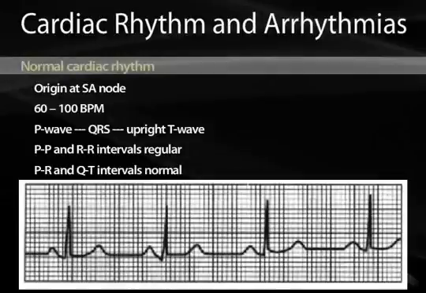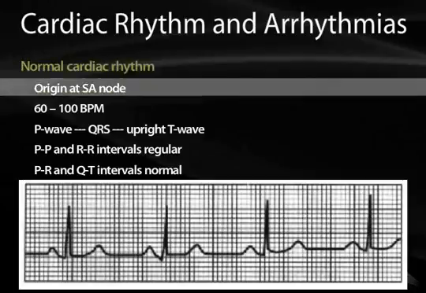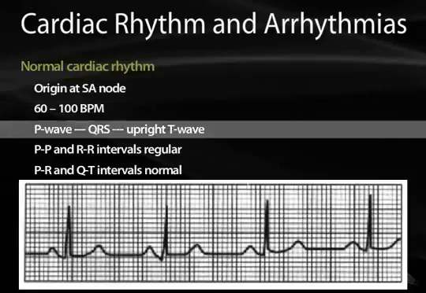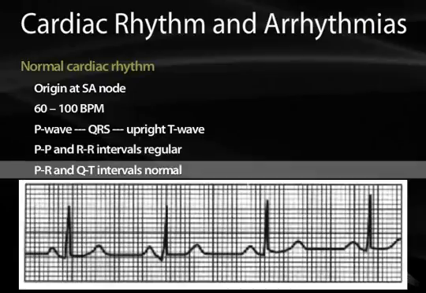Normal cardiac rhythm or normal sinus rhythm occurs in the following way. The origin of normal sinus rhythm occurs at the sinoatrial node. This causes atrial depolarization. A P wave is generally seen before a QRS complex, and an upright T wave occurs after that. The P to P intervals are usually regular, and the R to R intervals are generally regular as well. The P to R and the Q to T intervals are also normal. Any change in this may be an indicator that there is something wrong with the cardiac signaling in the heart.